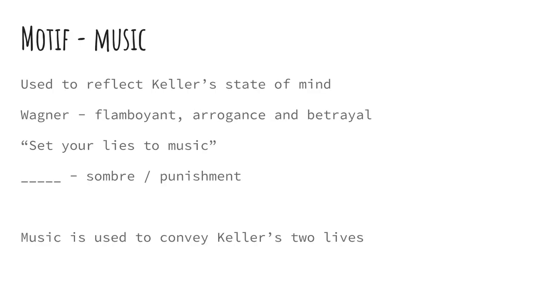We can talk about motifs. So music is used to reflect Keller's state of mind. We know when he was younger and he was very flamboyant, he played music like Wagner, and he had this air of arrogance about him, and that really betrayed him. And he said something like, it's not the right quote, if you want to, I can't remember, but set your lies to music.